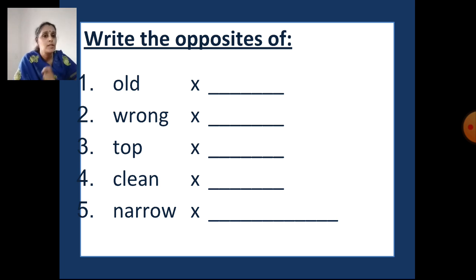So the opposite of old is young, Y-O-U-N-G. Here children, if you have written N-E-W, new, that is also right. Old dress, new dress is also right. Old, young is also right. So if you have written new, just put a comma and copy down young also next to it. Some words can have two opposites also. So old, young or new.